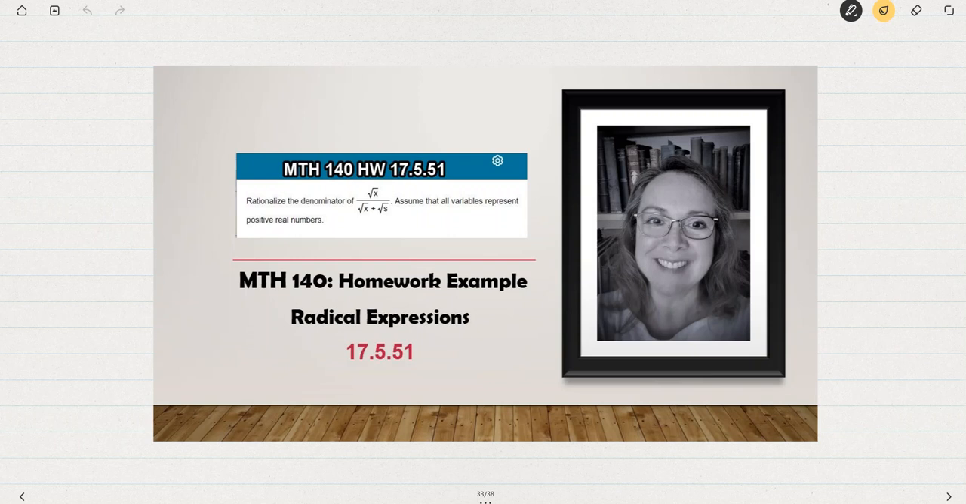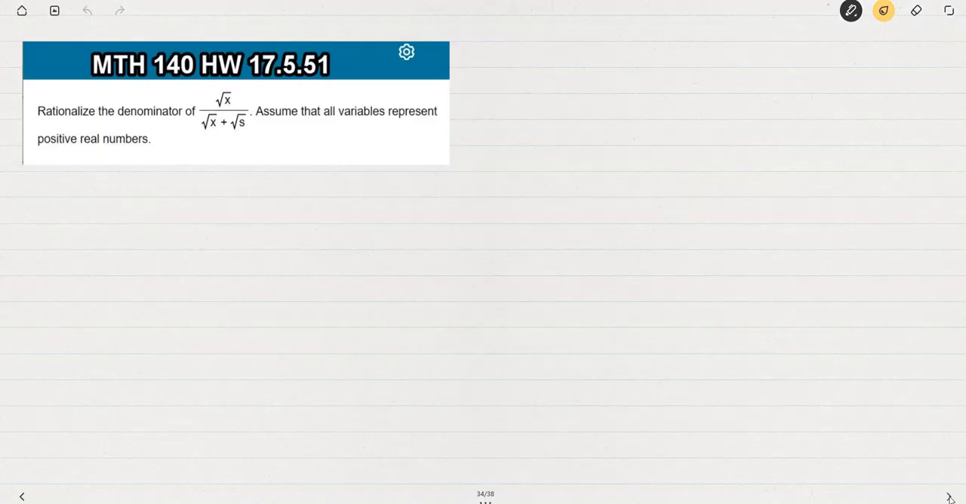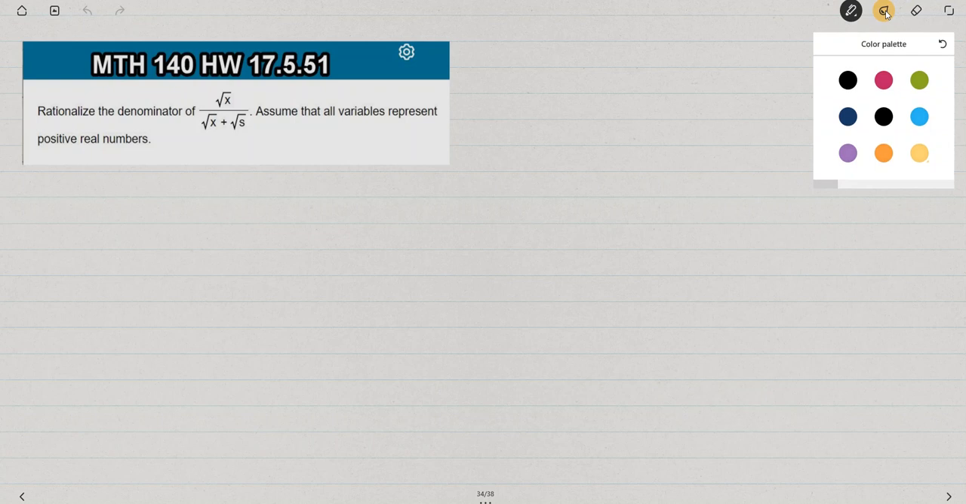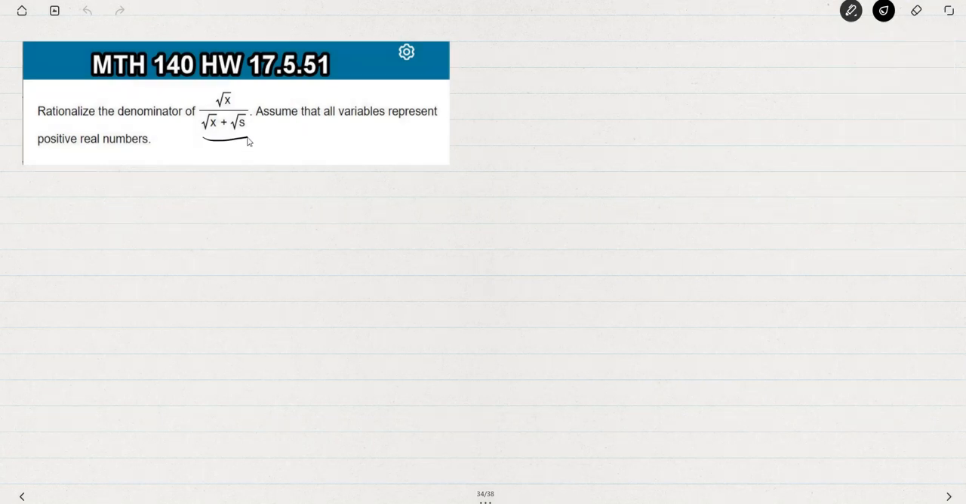In this example, we're asked to rationalize a denominator. When we rationalize a denominator, what we're doing is eliminating a radical from the denominator. And here's the process. The first thing is we've got to notice what kind of radical. In this one, it happens to be a square root. So I know that to eliminate a square root, I need a square.